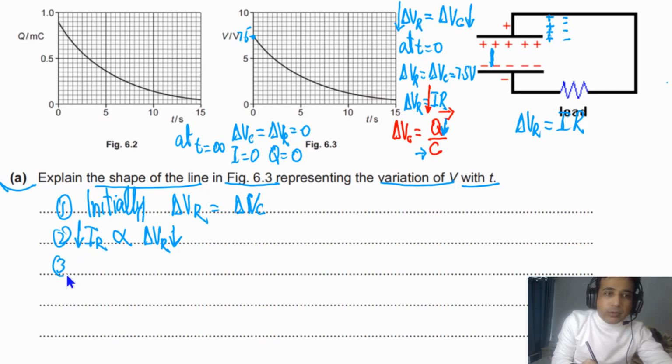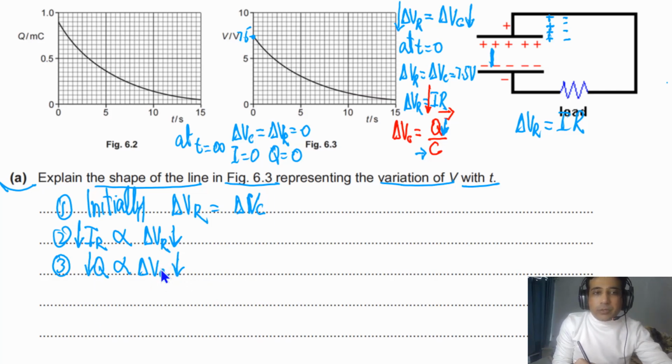And we can also consider the potential difference across the capacitor. The potential difference across the capacitor is also decreasing, because the charge on the capacitor is proportional to the potential difference across the capacitor. So in this case, PD across the capacitor is decreasing. It means the charge on the capacitor is also decreasing.